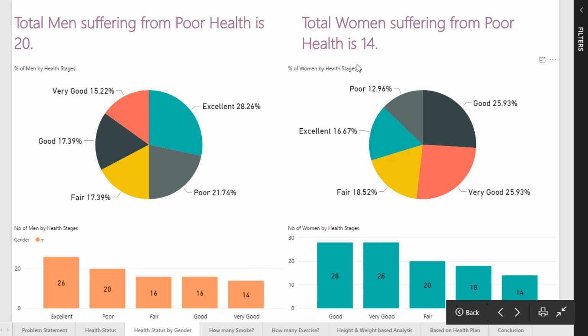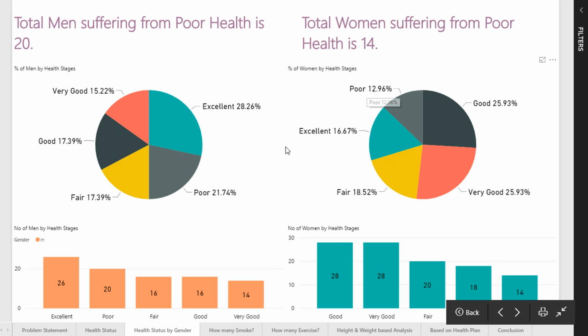So in this next slide, we are analyzing the health status bifurcated by gender. From this pie chart, you can understand the percentage of men in different health stages and it shows the percentage of women in different health stages. The same information is shown in terms of number in the below two graphs. From this, I can see that there is 21.74% of male patients having poor health stages and there are 12.96% of women with poor health stages.